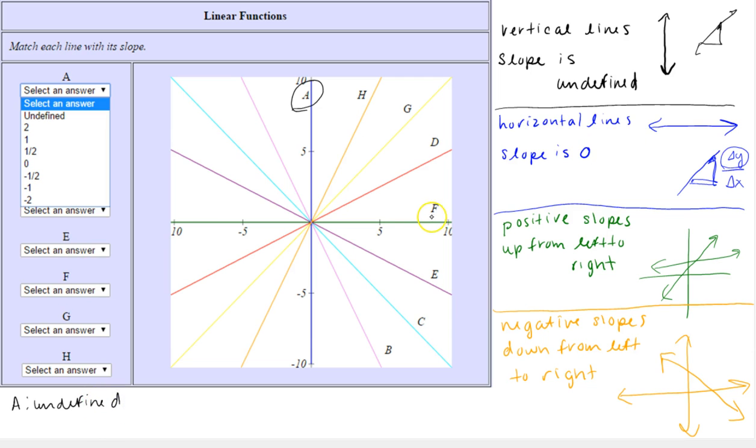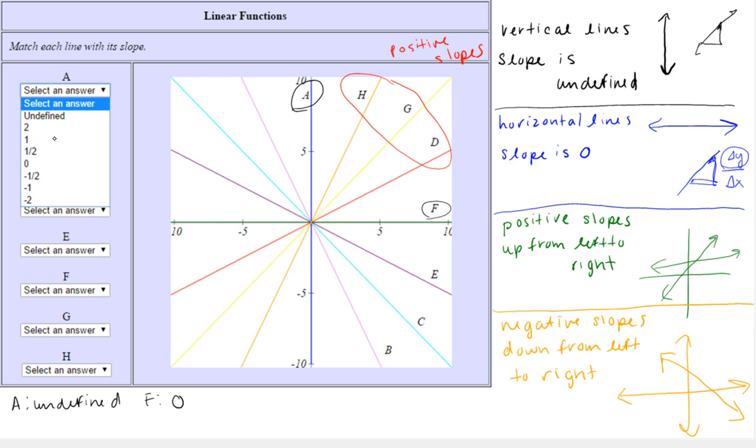Next, let's find a horizontal line, and that would be line F. So F would have a slope of 0 because it's a horizontal line. Now let's look at the remaining ones. These three, H, G, and D, notice they're all going up from left to right, so these are all positive slopes. And we can attempt to compute, based on the values that are given, what exactly their slope value is, but we know that they have to be 2, 1, and 1/2.